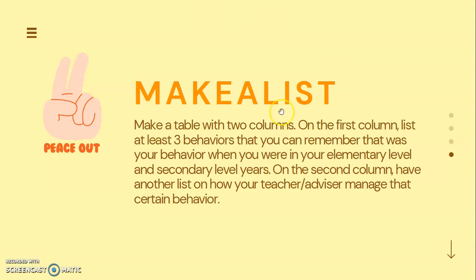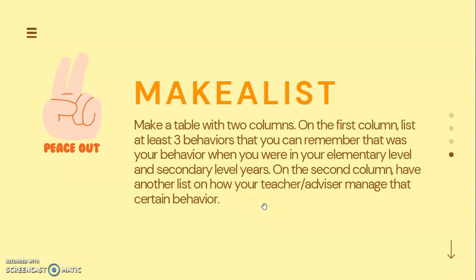for your assessment or for your task is you are going to make a list. So you are going to recall, look back into your past experiences during your elementary and secondary years. So let me read the general instruction. So you are going to make a table with 2 columns. On the first column, list at least 3 behaviors that you can remember that was your behavior when you were in your elementary level and secondary level years. On the second column, have another list on how your teacher or advisor managed that certain behavior.